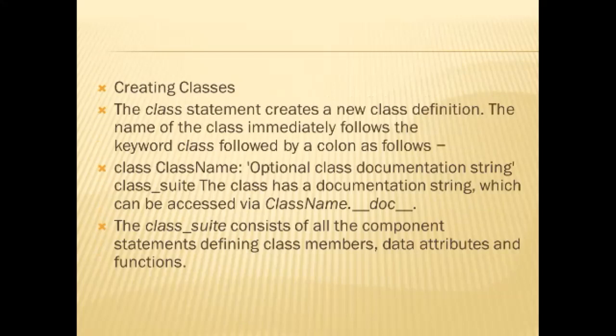Creating classes. The class statement creates a new class definition. The name of the class immediately follows the keyword class, followed by a colon. For example, class name, optional class documentation string, class_suite. The class has a documentation string which can be accessed via ClassName.__doc__. The class_suite consists of all the component statements, defining class members, data attributes, and functions.